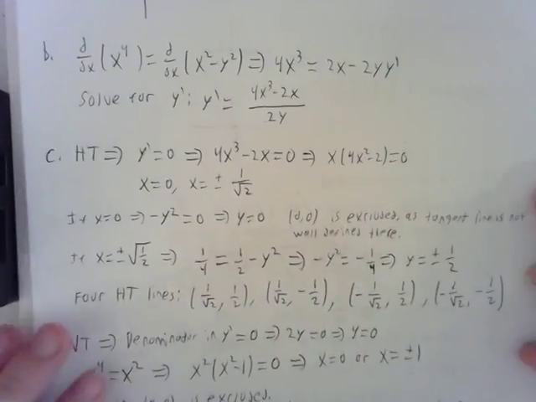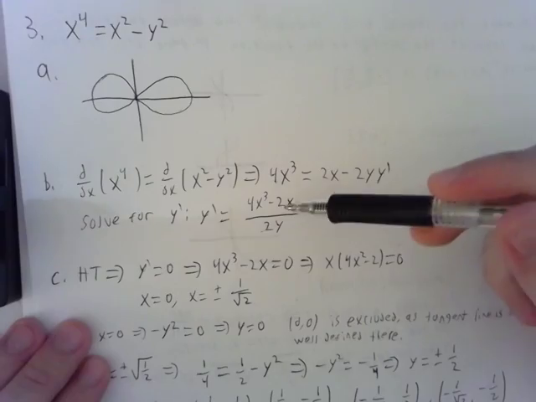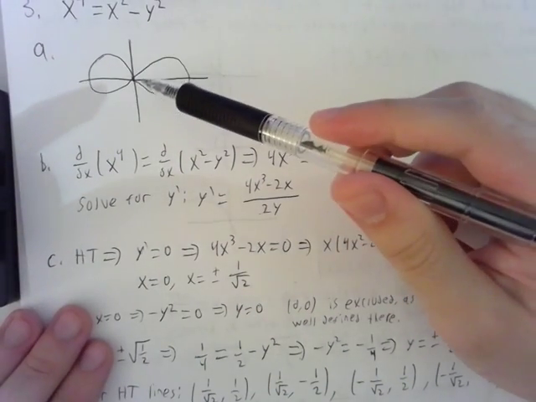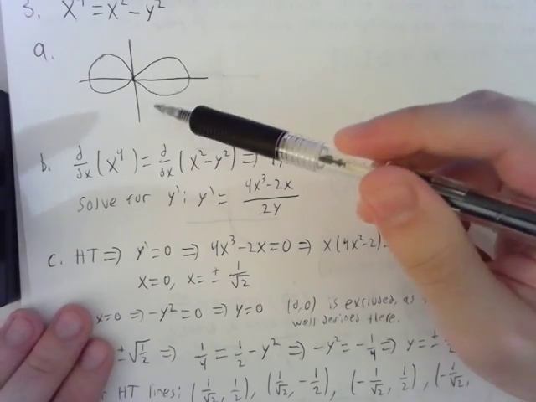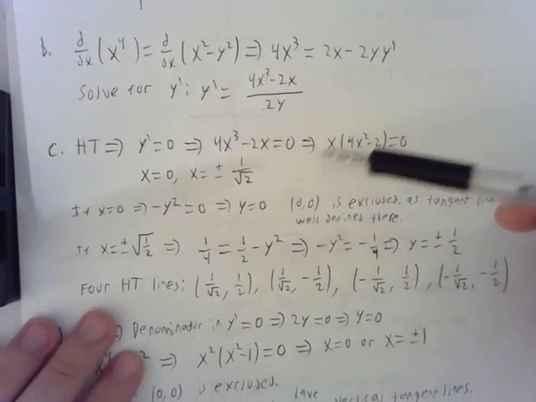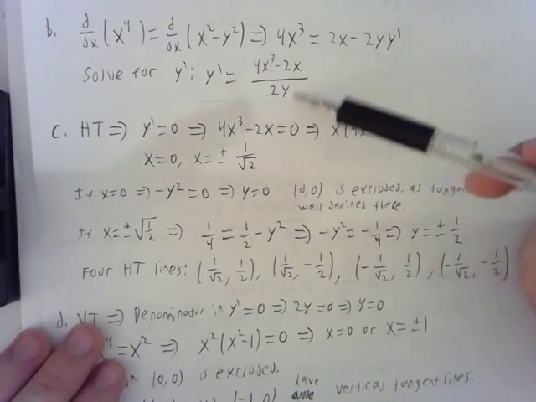So that's how you can go about doing a problem of this sort. You first find the derivative using implicit differentiation. Any points where you see self-intersections, that typically will mean that the derivative is not well defined there. And then you can find horizontal tangent lines by setting the numerator equal to 0, and vertical tangent lines by setting the denominator equal to 0.